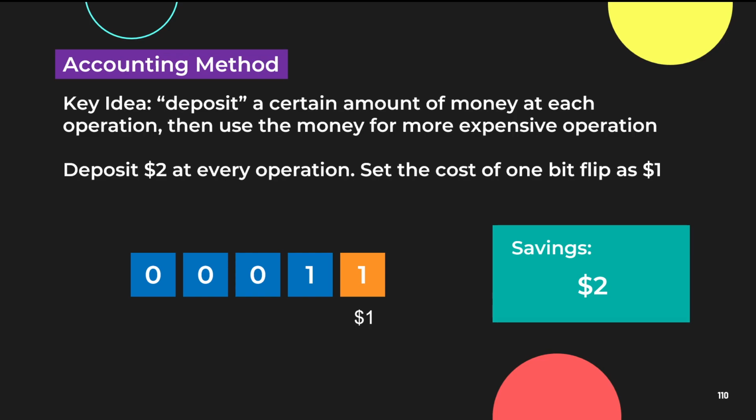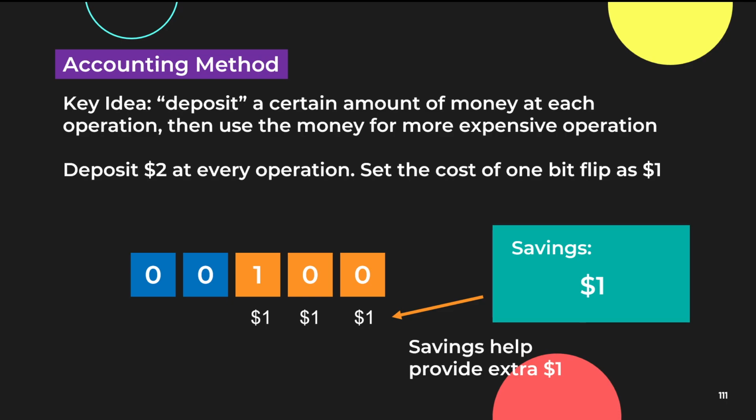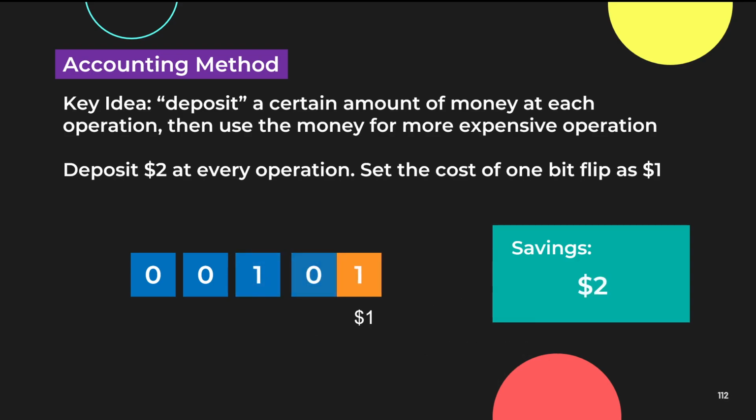Then the next day, I have to flip this. How many bits should I flip? 3. 1, 2, 3. But I only have $2. So I need to subtract from here. Okay? $2 is from this day's allowance, $1 is from my savings. So now my savings will reduce by 1. Then I continue, something like this.